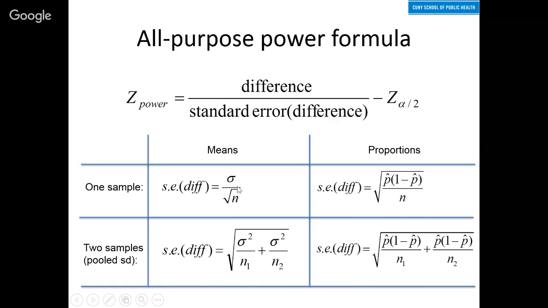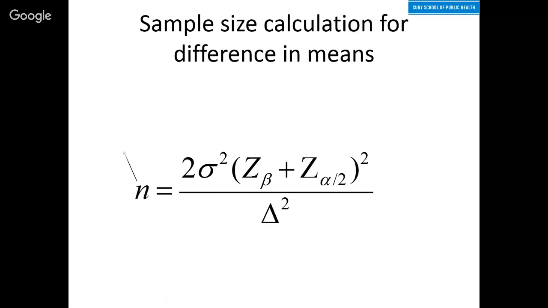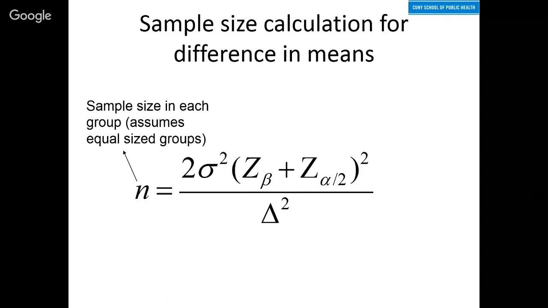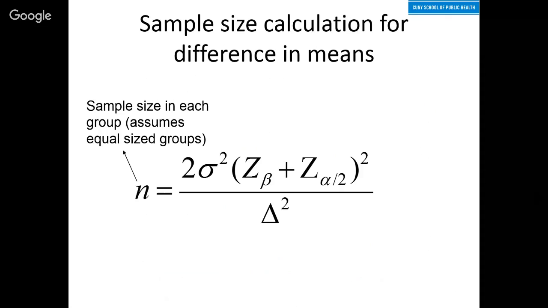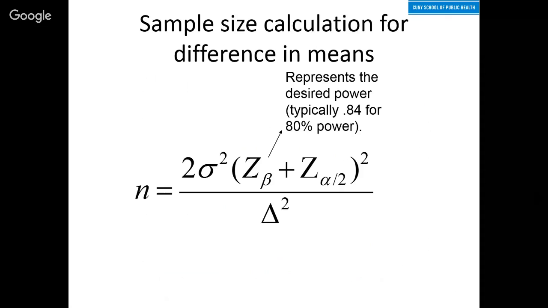Here, this is for calculating the Z, but this just takes it a step further to calculate sample size. Sorry, and this is for a two-group power calculation, the sample size in each of the groups if they're equal sized. The Z beta, it's the power.